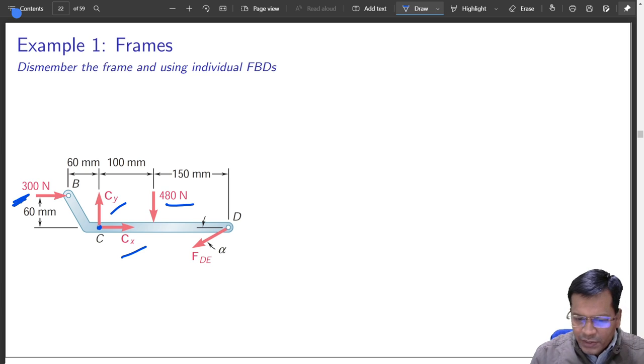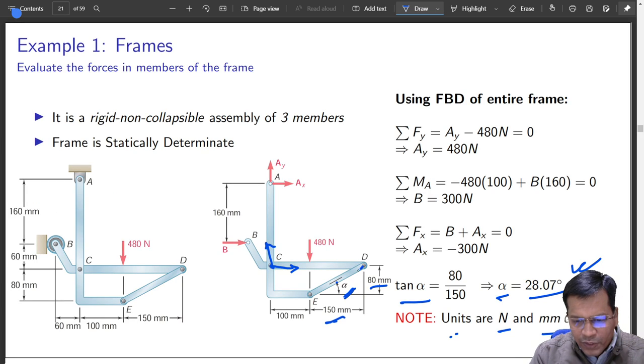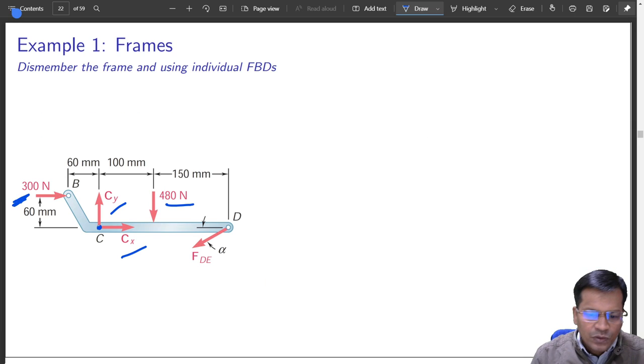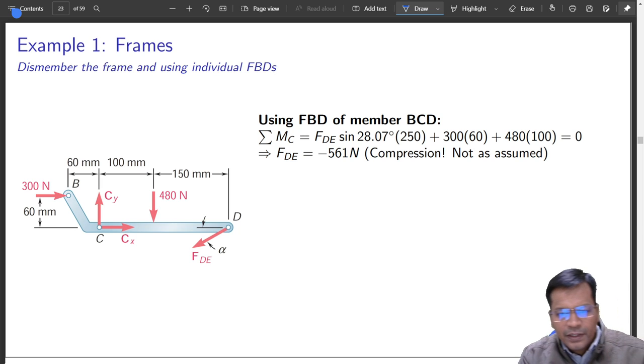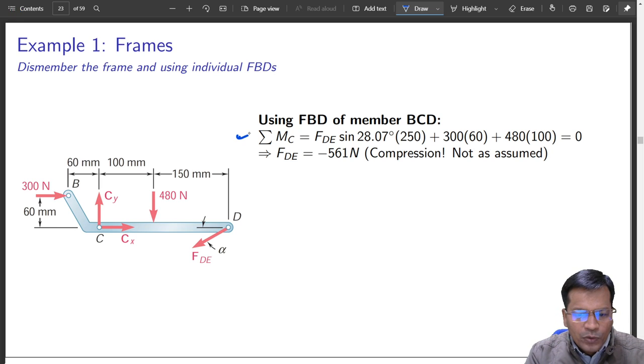There is just one force that will come at this, and because it is a two force member connected with a pin joint, the force will be directed along the line connecting E and D. Quite clear? So that is the reason it is alpha. So FD is inclined at an angle alpha from the horizontal. So everything is known. Now I'll take moment about C.